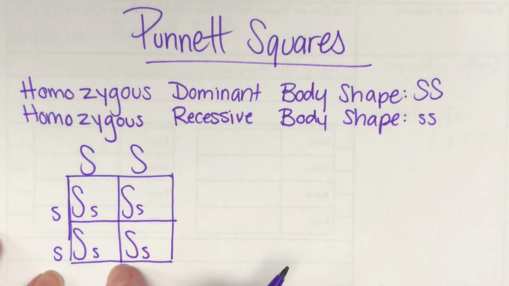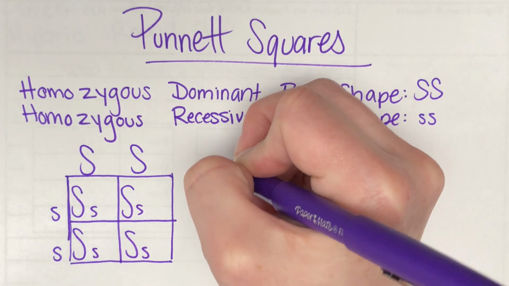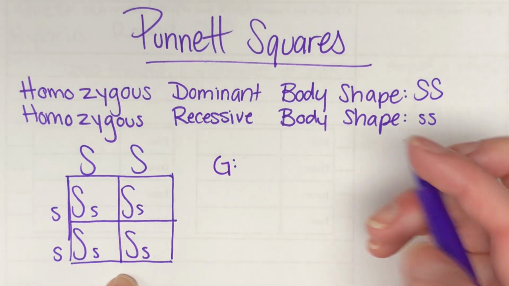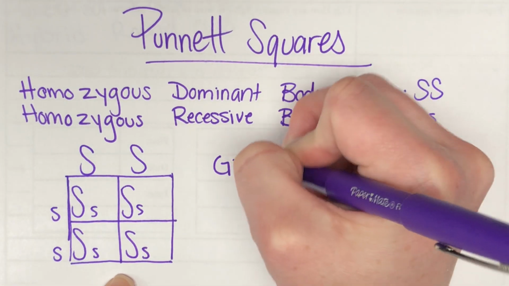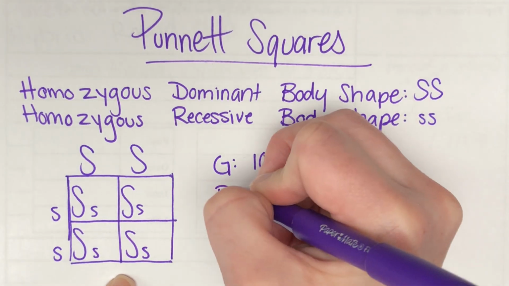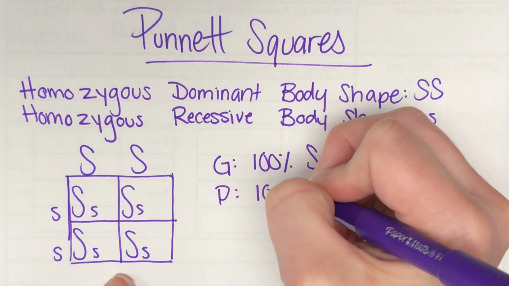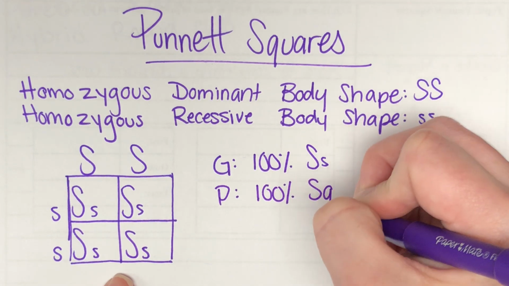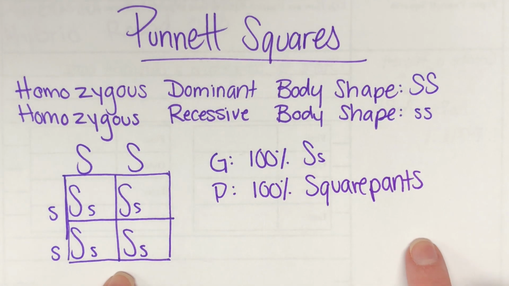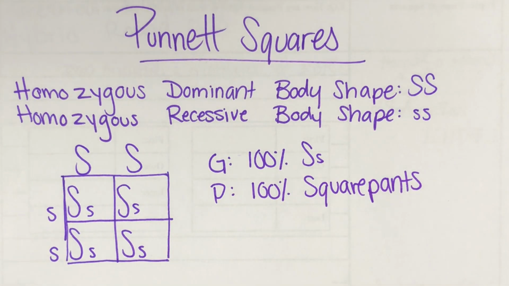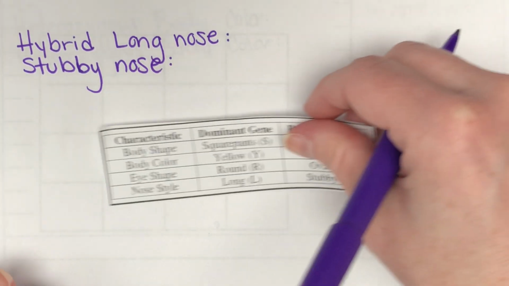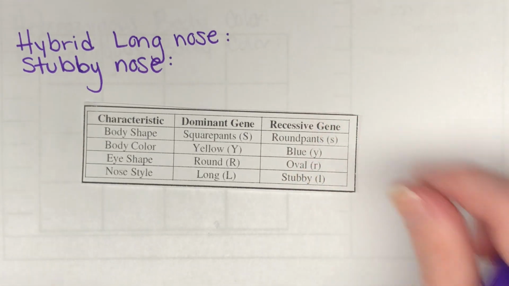Okay, so now all of these are genotype possibilities. We only have one. All 4 of these boxes are the same. We have 100% big S, little s, which means our phenotype is also 100% square pants. Okay, let's try another one. So, hybrid long nose and stubby nose.